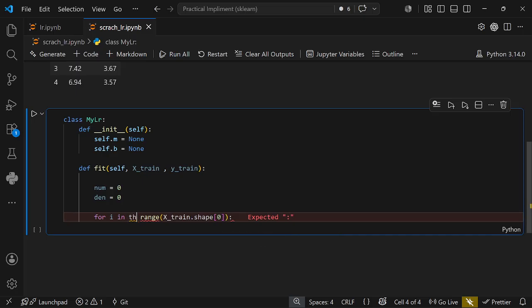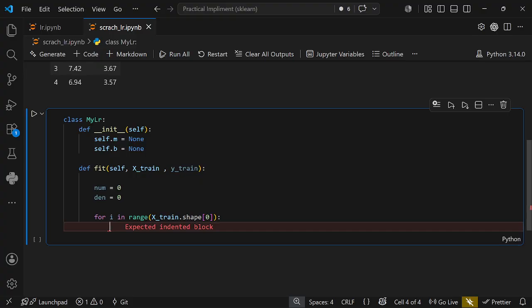Why have I taken this here? For i in range x train dot shape. We have taken the number of rows from the x train. It will iterate over the x train shape, and i will become the number of the row. So nothing but this is the number of the row.